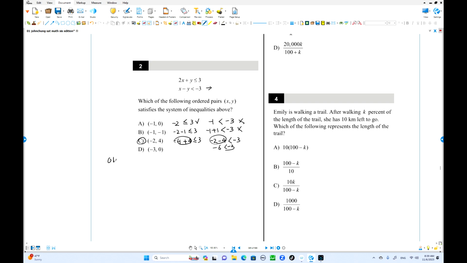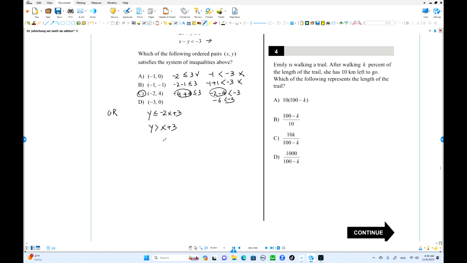Or maybe you can use the graph. The first one is y is less than or equal to -2x plus 3. The second one is y is greater than x plus 3. That is the slope-intercept form. Just quickly make a graph. The y-intercept is 3 and the slope is -2. For the second, the y-intercept is still 3 and the slope is positive 1.